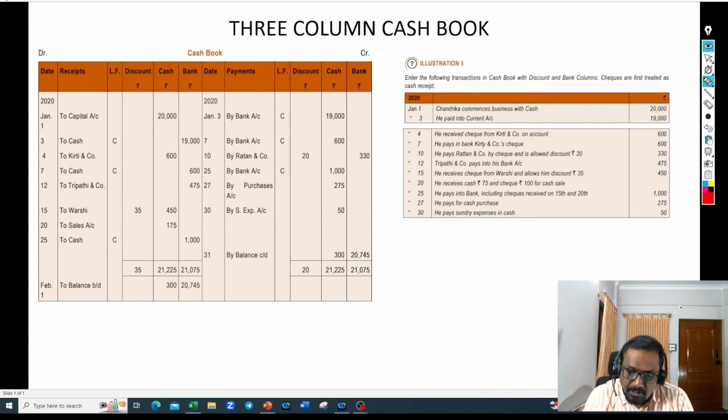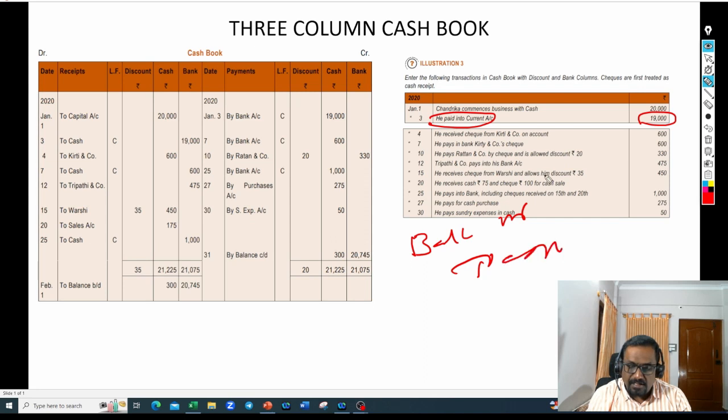He paid into current account 19,000. Current account is nothing but the account which you are maintaining in the bank. There are different accounts: current accounts, savings accounts, OD accounts. You can maintain different accounts in the bank. So he's saying he paid into current account. That means he deposited into the bank. When we deposit the amount into the bank, what entry do we write? Receiver is the bank. Receiver has to be debited. Bank account debit to cash account 19,000.